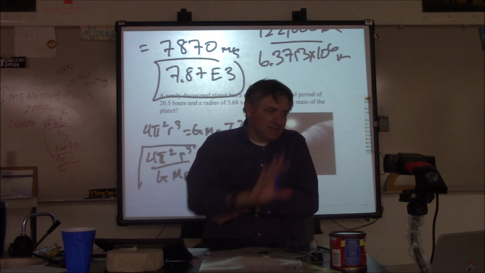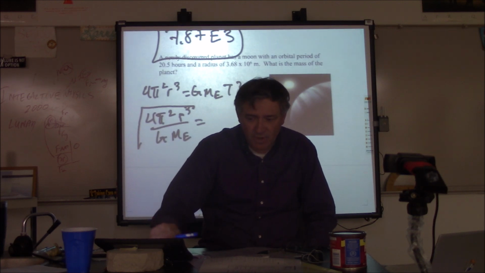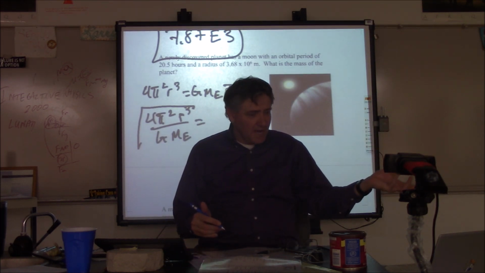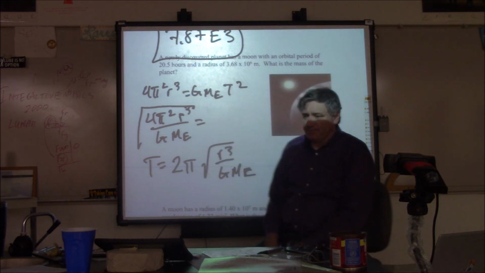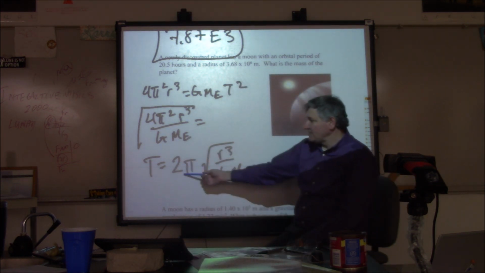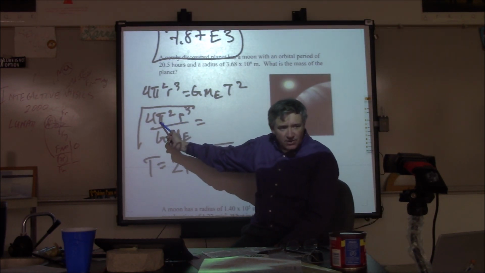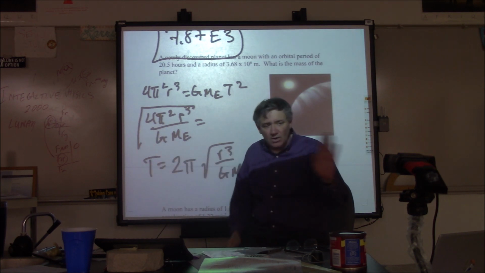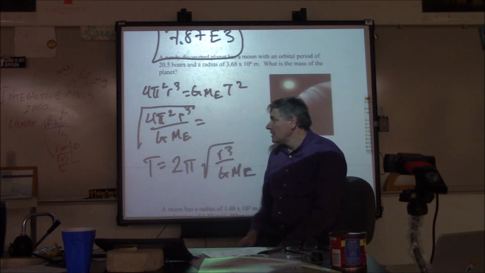Now, a lot of times how you see this equation written is that the square root of 4 pi squared is 2 pi. So a lot of times when you see this equation, you'll see it written as 2 pi times the square root of r cubed over big G mass of the Earth. Okay? So if you see it like this, all they did is they took out the square root of 4 pi squared. Okay? That's all they did. It isn't anything radical. It's the exact same equation.